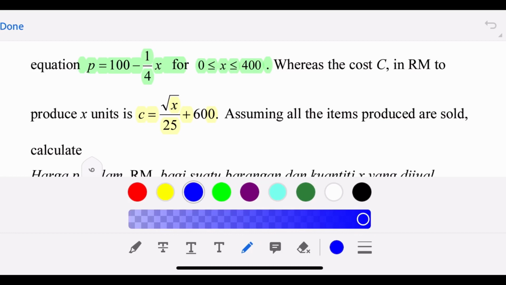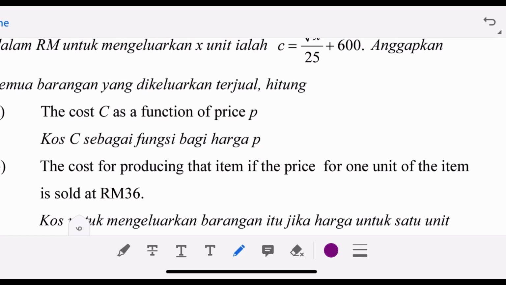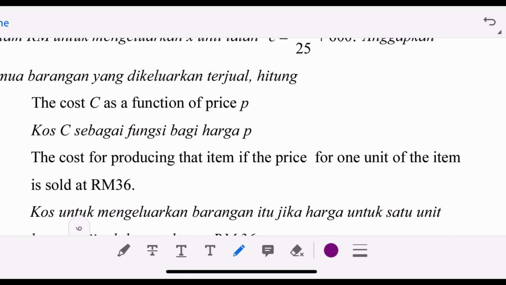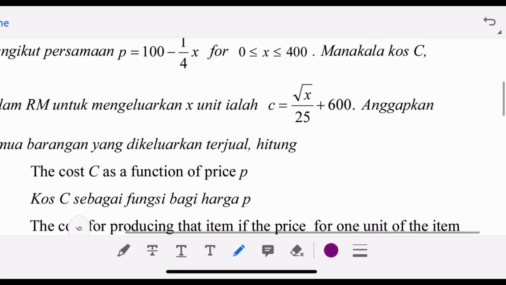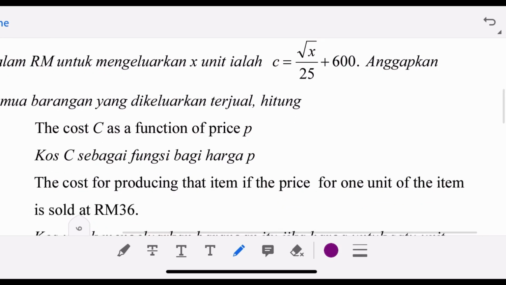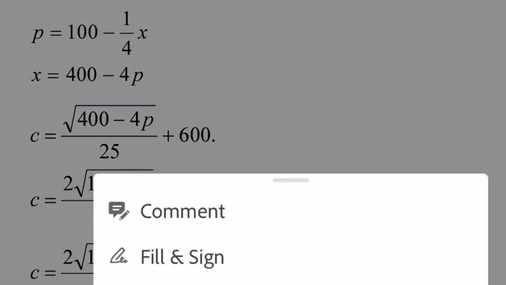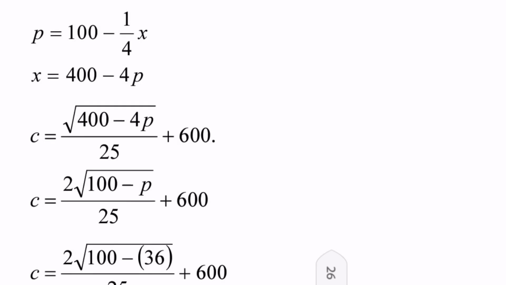Okay, let's see what the question wants to calculate. The cost C as a function of P, right? So that is one of the questions. And then the cost for producing the item, if the price for 1 unit of the item sold is 36 ringgit. Okay, the way to solve is you write down the function P is 100 minus 1 over 4 x.